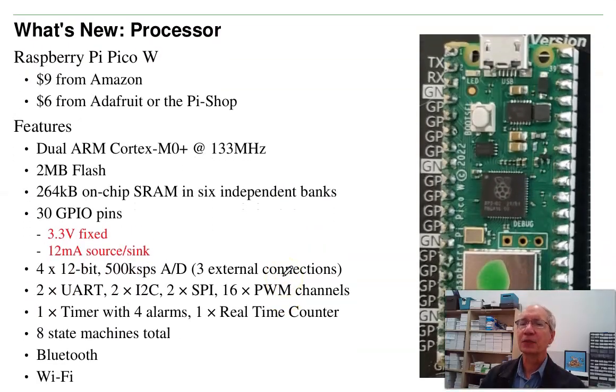In terms of what's new in this class, we're going to be using a new processor. It's the Raspberry Pi Pico, Pico W. This is a $6 microcontroller from Adafruit or PiShop. It features a dual-core ARM Cortex microcontroller running at 133 megahertz. It's got 2 meg flash memory, 264K RAM, 6 independent banks, 30 GPIO pins, 4 12-bit A to Ds, 2 UARTs, 2 I2C ports, 2 SPI ports, 16 PWM channels, 1 timer with 4 alarms, 1 real-time counter, 8 state machines, Bluetooth, Wi-Fi. It's a lot. It's a really powerful microcontroller.